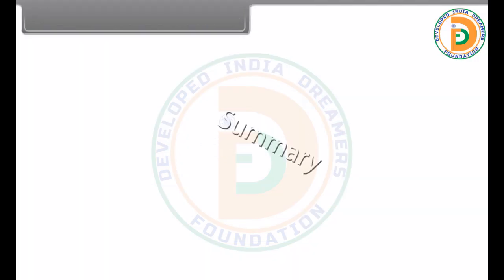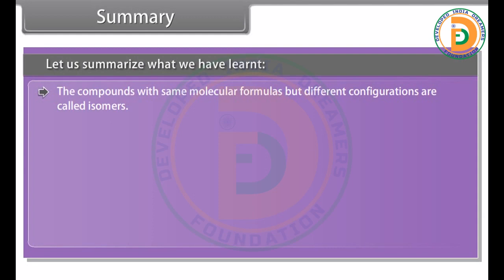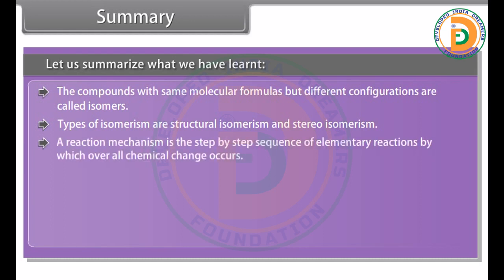Summary. Let us summarize what we have learnt. The compounds with the same molecular formulas but different configurations are called isomers. Types of isomerism are structural isomerism and stereoisomerism. A reaction mechanism is the step-by-step sequence of elementary reactions by which the overall chemical change occurs.